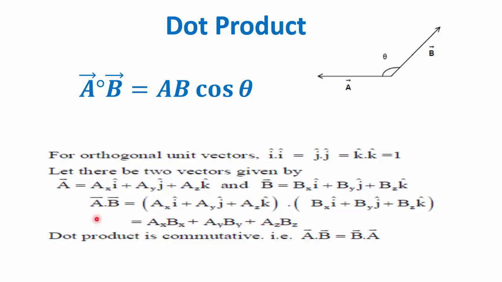Now if I want to do b dot a, I will get the same result. That is why dot product is also commutative, which means a dot b is equal to b dot a.